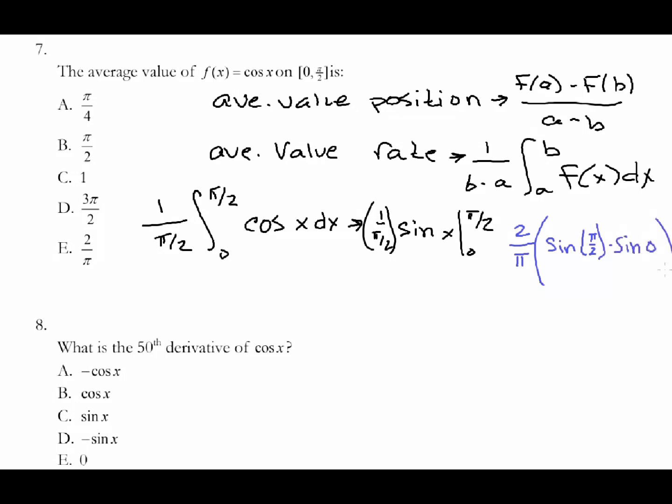Now let's get our unit circle knowledge out. I get the sine of pi over 2, which is the sine at 90 degrees. The y value is just 1. So I'm going to get 2 over pi times 1 minus the sine of 0, which is 0. So my answer is E, 2 over pi.